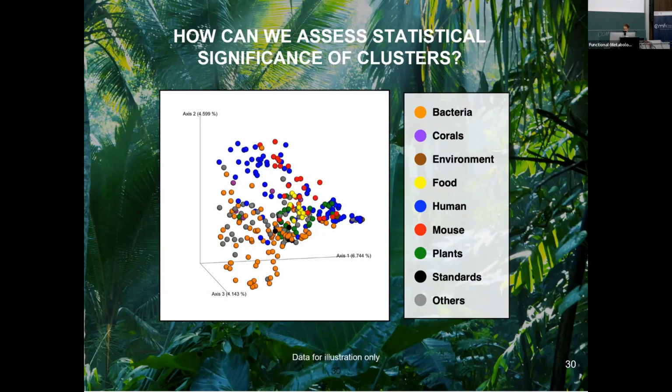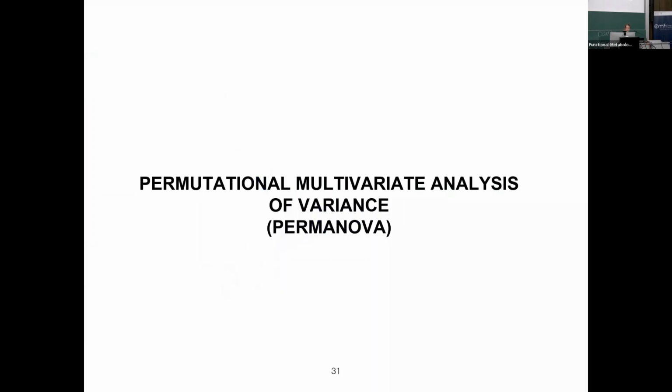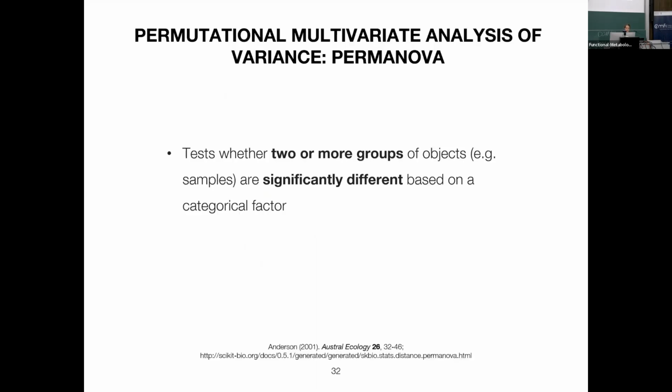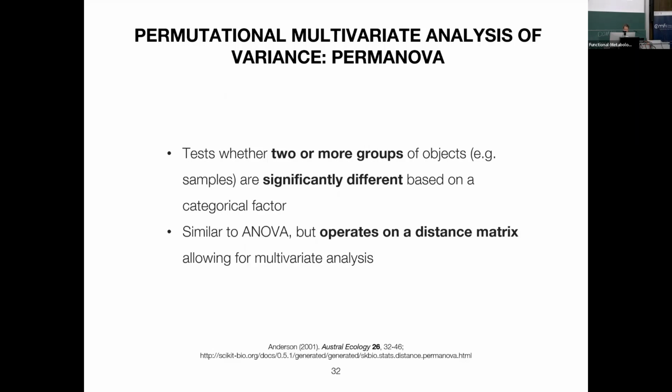And this is where the PERMANOVA analysis comes into place. So PERMANOVA is the permutational multivariate analysis of variance. And basically it tests whether two or more groups of objects are significantly different based on a categorical factor. So it's very similar to ANOVA, but it operates on a distance matrix that we saw before, that's created when creating a principal coordinates analysis. And this allows then for multivariate analysis.